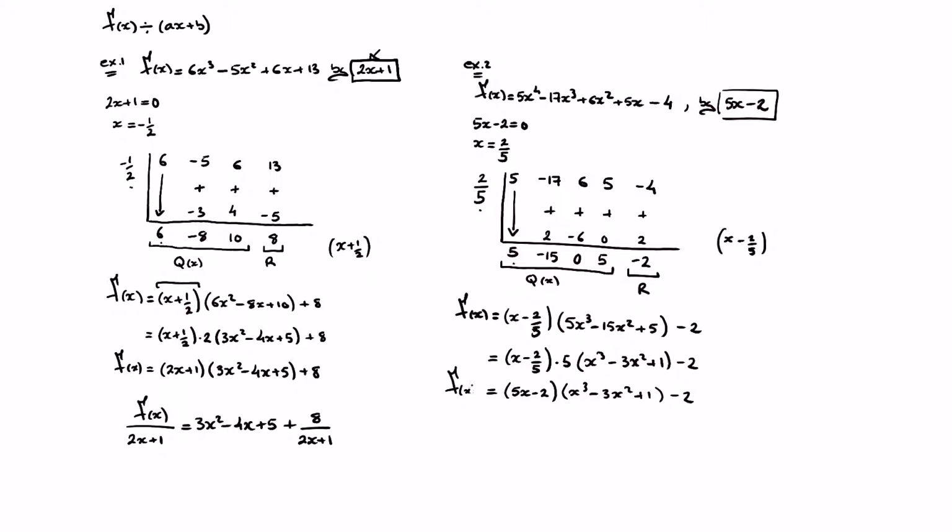Now all we need to do is to divide both sides by 5x minus 2 to write the final answer. F of x divided by 5x minus 2 equals x cubed minus 3x squared plus 1, minus 2 over 5x minus 2. And there we go. That's how we do synthetic division with polynomials.